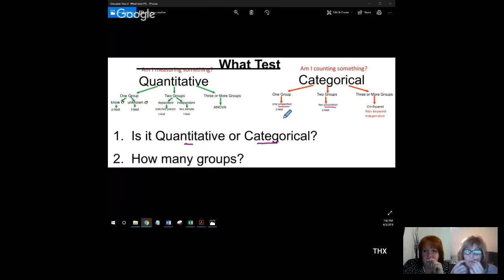What I have highlighted but not checked is I'm still with test of two proportions. Yeah, that's where I am. That's where I am too. Okay, let's go with that. Test of two proportions. And then we're on the last one. Okay, here we go.